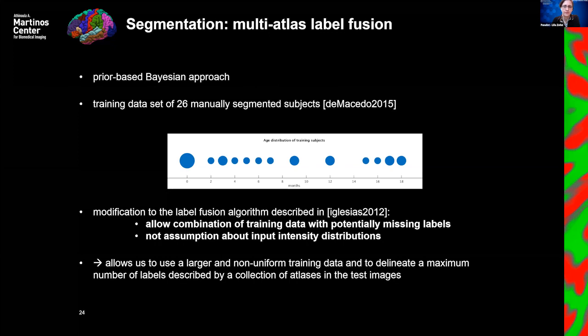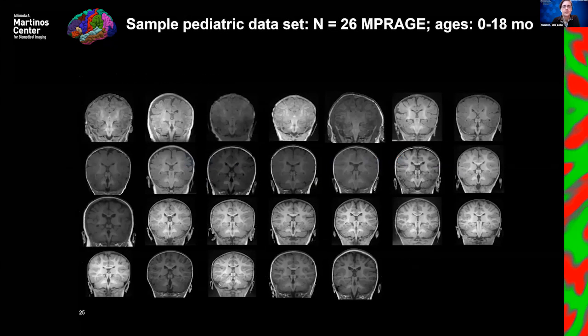And the second key advantage is that the algorithm does not assume any particular input intensity distribution. And again, for the rapidly developing brain, that's going to be key and very helpful. So let me show you the training data set or the samples that we use for the segmentation step. These are 26 brains spanning the whole 2-year age range.